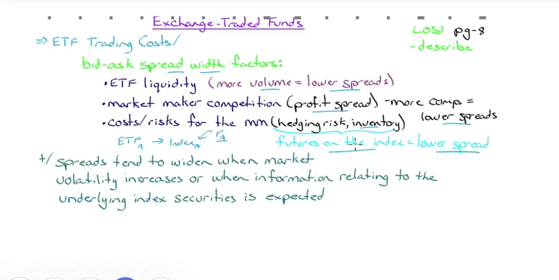If there are no futures on the index that the ETF is tracking, hedging becomes, well, almost non-existent to very expensive to do. Hence, holding inventory becomes risky. If I'm going to do something risky, I need to be compensated. There'd be a wider spread.